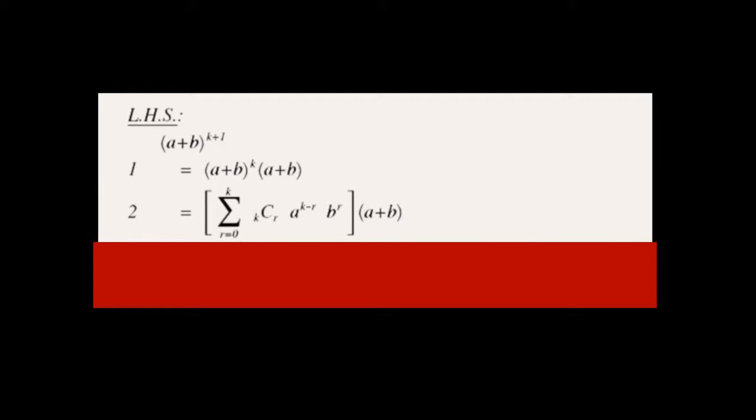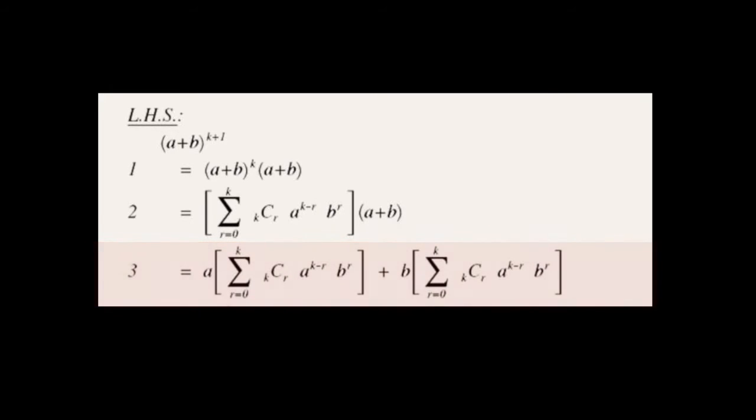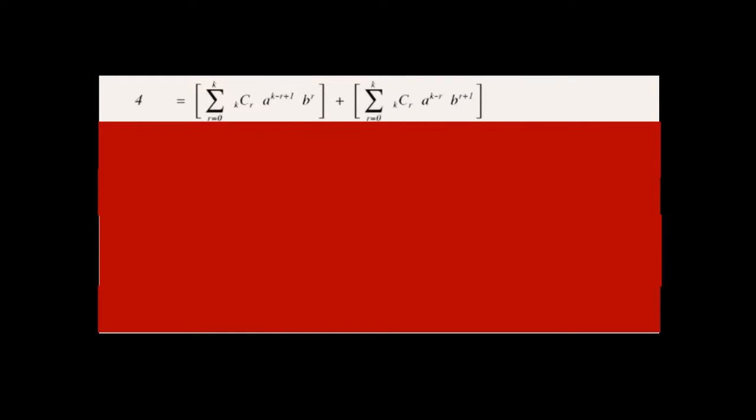Left hand side, (a plus b) raised to k plus 1 is equal to (a plus b) raised to k multiplied by (a plus b), is equal to the summation of r equal to 0 to k, k taken r multiplied by a raised to k minus r times b raised to r, times (a plus b), is equal to a multiplied by the summation of r equal to 0 to k, k taken r multiplied by a raised to k minus r multiplied by b raised to r, plus b times the summation of r equal to 0 to k, k taken r multiplied by a raised to k minus r multiplied by b raised to r.